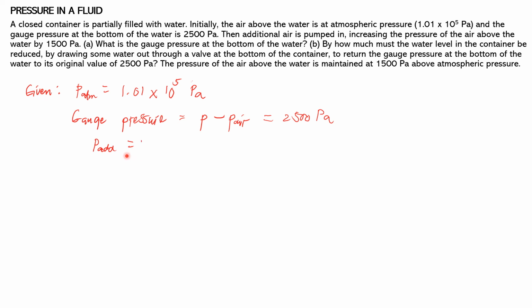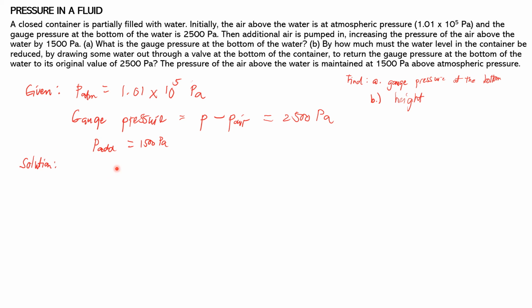Next is the additional pressure that is being pumped in, and it increases the pressure, and that is equal to 1,500 Pascal. So here, we need to find the gauge pressure at the bottom, and for letter B, the height.